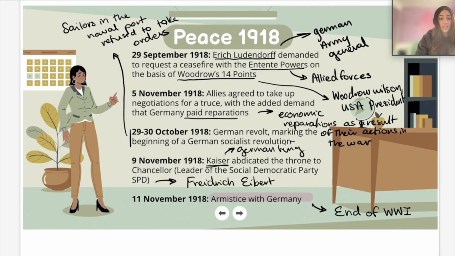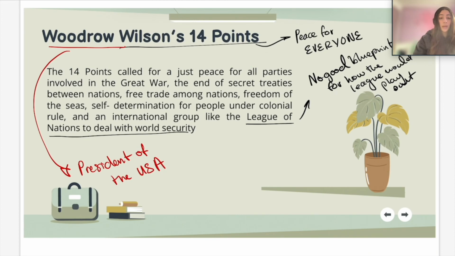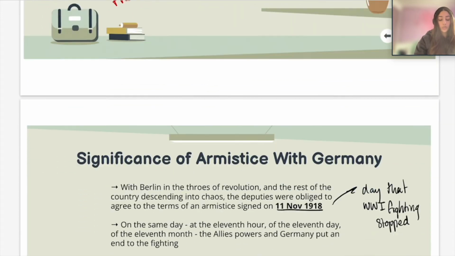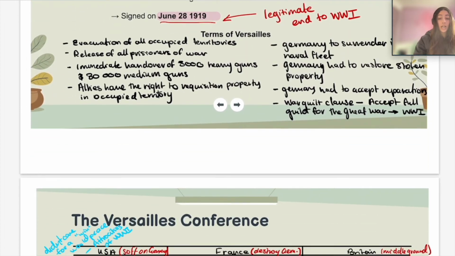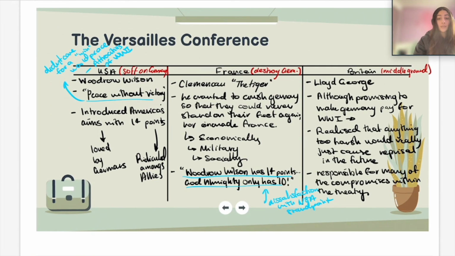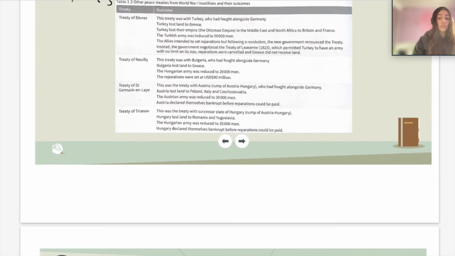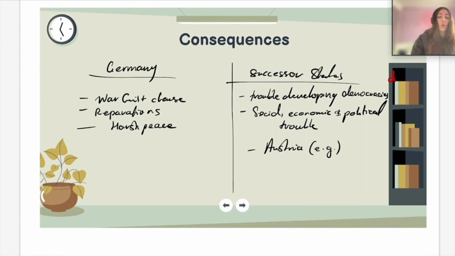Okay, and so that's really it for the first dot point. We've covered the peace leading up to 1918. We've spoken about what Woodrow Wilson's 14 points were, the significance of the armistice with Germany, the Treaty of Versailles, the Versailles Conference and the aims of Britain, France, and the USA. We've spoken about other peace treaties, and then finally the overall consequences for Germany and other states in Europe of these peace processes.